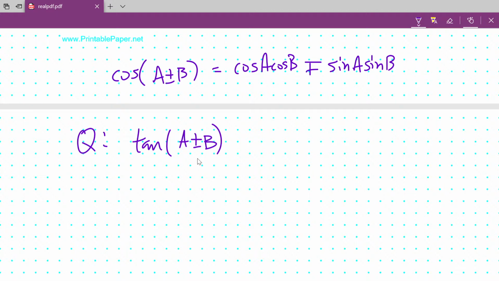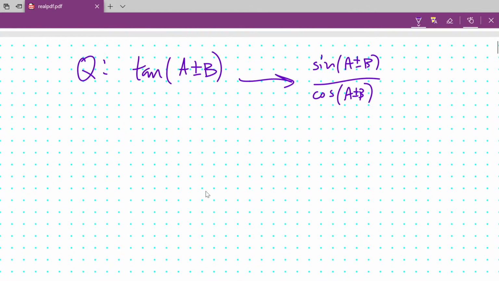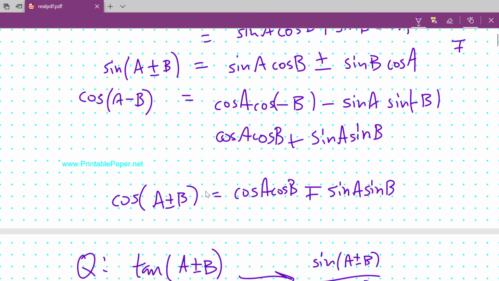If you still don't know how we would do this, I'm going to give you the hint that tan(a plus or minus b) would actually be equivalent to sine(a plus or minus b) over cos(a plus or minus b), because of the identity that tan theta is sine theta over cos theta. If you're still watching the video, I'm going to work through this using the expressions we have here.